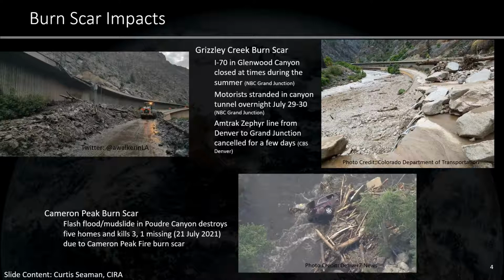Just a couple recent events from the Grizzly Creek burn scar in central Colorado. There were days and days where flash flooding and debris flow caused I-70 to close. That's a major highway running west to east across Colorado. There was actually one evening where motorists were stranded in a tunnel overnight. I can't imagine what that would be like. And then also the train across Colorado had been canceled for a few days as well.